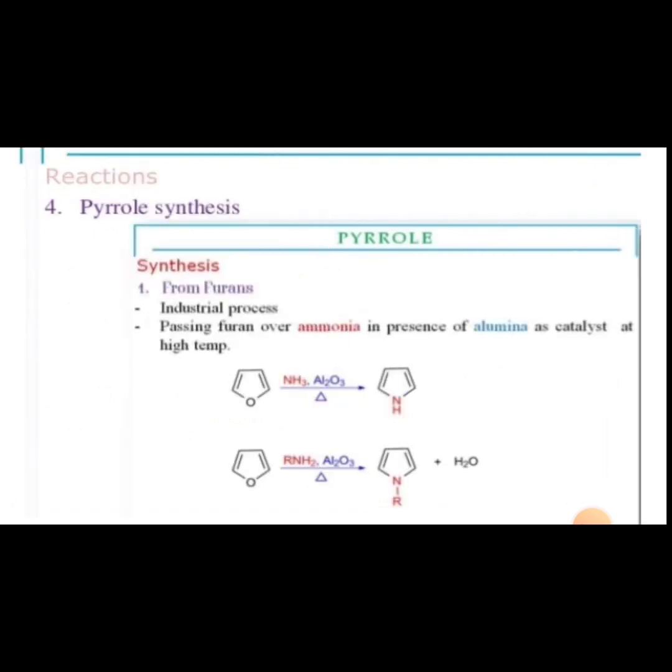Now see the pyrrole synthesis from furan. It is an industrial process. This reaction is seen in pyrrole synthesis. It is an industrial process passing furan over ammonia in presence of aluminum oxide as a catalyst at high temperature. In this reaction furan in presence of ammonia gives this structure, furan in presence of a primary amine gives this structure.